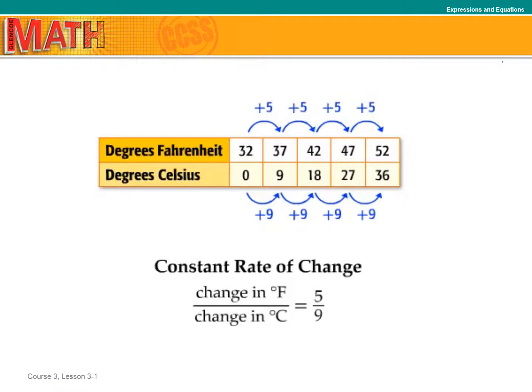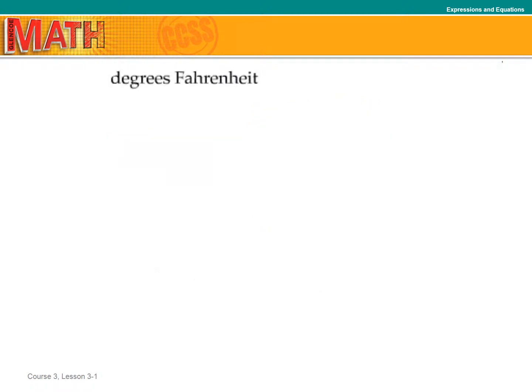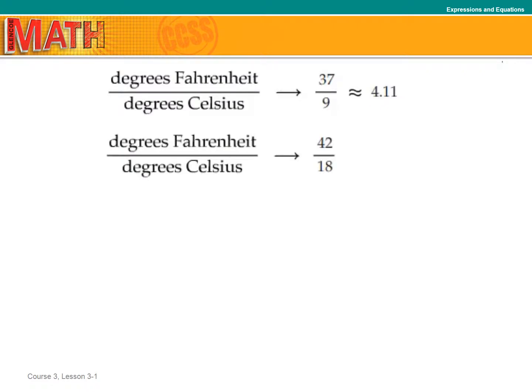To determine if the two scales are proportional, express the relationship between the degrees for several columns as a ratio. We'll use the ratio degrees Fahrenheit over degrees Celsius and use some of the points from the graph. We'll start with 37 degrees Fahrenheit and 9 degrees Celsius. When we divide, we get approximately 4.11. The next pair is 42 degrees Fahrenheit and 18 degrees Celsius. Our constant rate of change is approximately 2.33.